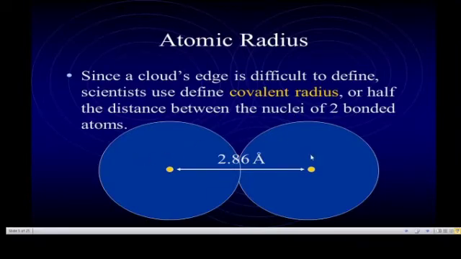This is two bonded atoms. First atom, second atom. The two atoms are bonded together. This is the distance between the nuclei of the two bonded atoms, from the first atom nucleus to the second atom nucleus. And this is called atomic radius.